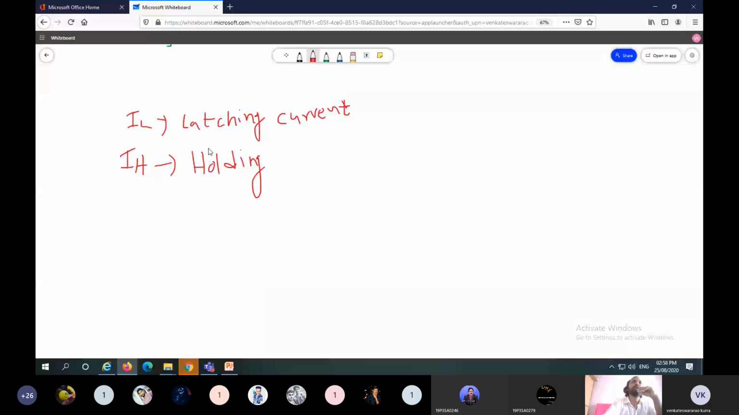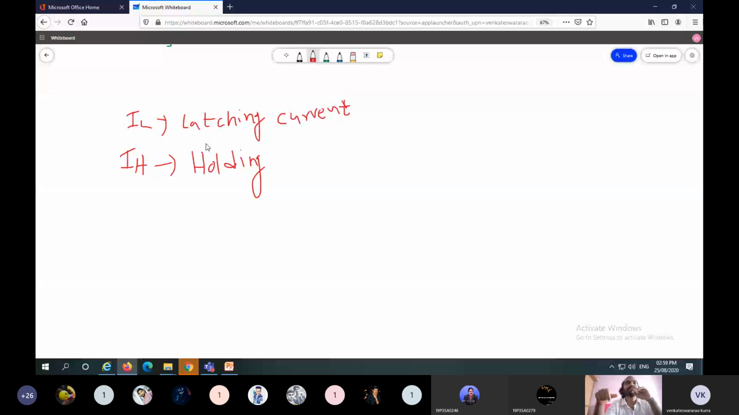So somewhat correct, but not exactly right. Coming to latching current: latching current means the minimum amount of current flowing through the device to turn on the device. The minimum amount of anode current at which the device turns on. That minimum amount of current during on state is known as latching current. Is it clear? The minimum amount of anode current to turn on the device is known as latching current.